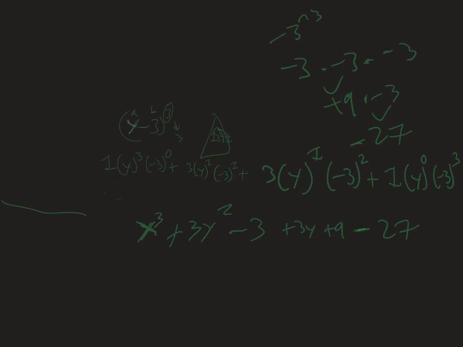Then we have to add all these constants together. So that's negative 3, you add that to 9, that's 6. 6 plus negative 27, that's going to be negative 21. So then we have y cubed plus 3y squared plus 3y minus 21, so that's going to be our end equation. Now let me just erase all that, and then we'll start over with the next one.